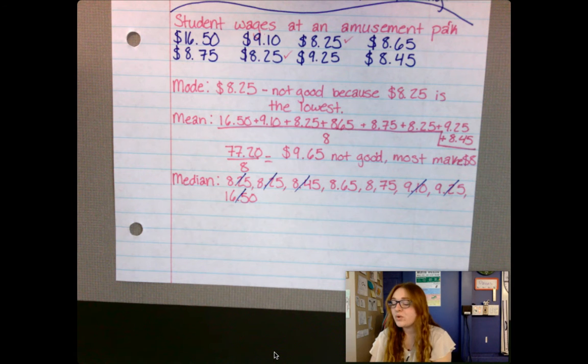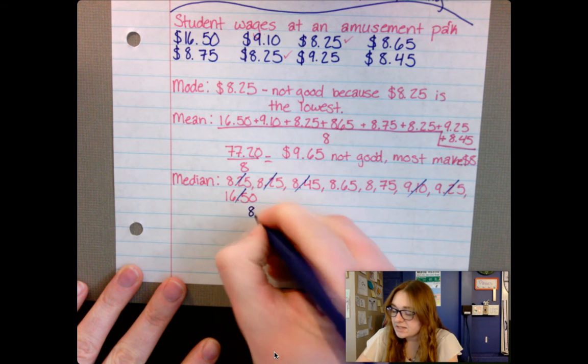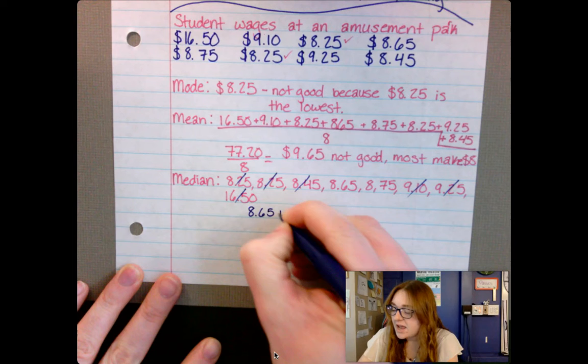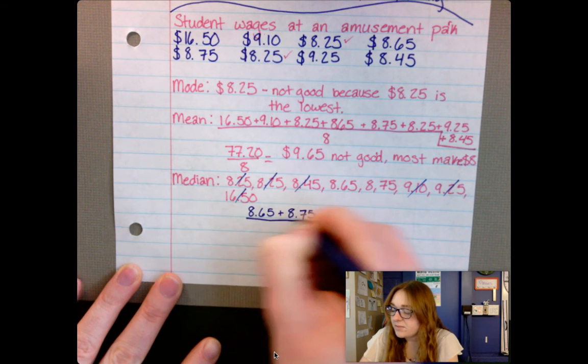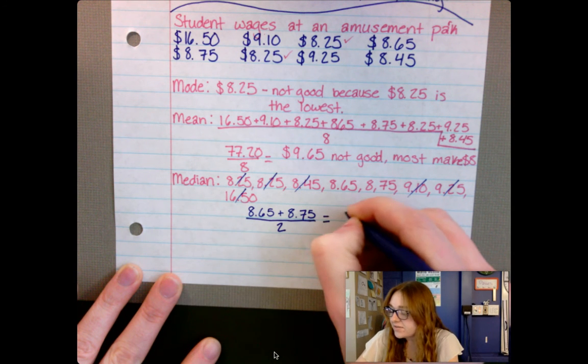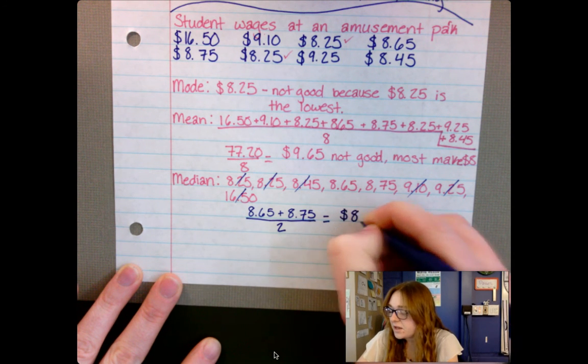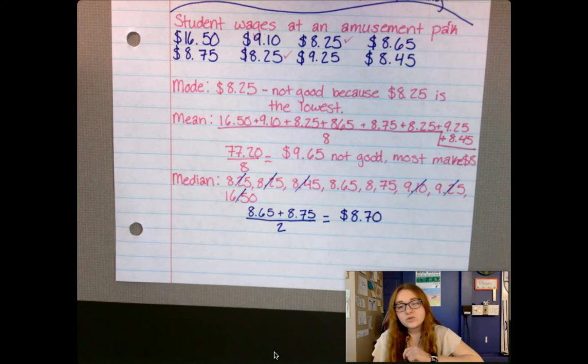Remember how I told you that the data could be a little mean and make us find the average from there. So what we're going to do is take both of these values, the $8.65, and add it to the $8.75, and then divide it by 2 to take the average. And that's going to give us $8.70.